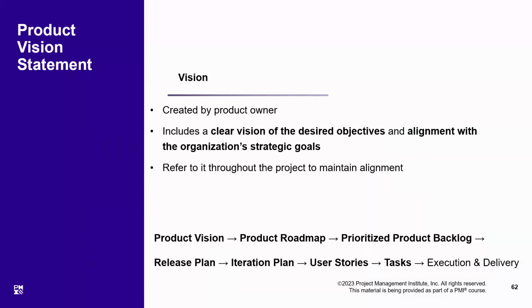Question: which document in a predictive project will tell you how a predictive project is aligned to the organization's strategy? Type in the chat box or unmute and tell me. Name of the document in a predictive project that tells you how that project is aligned to the organization's strategy.